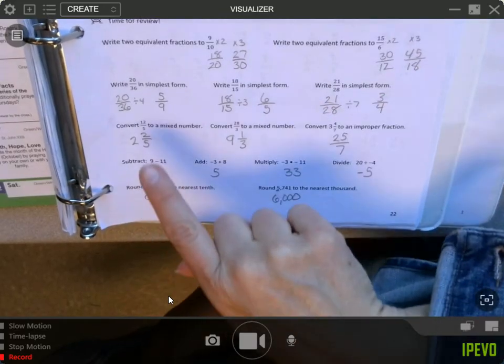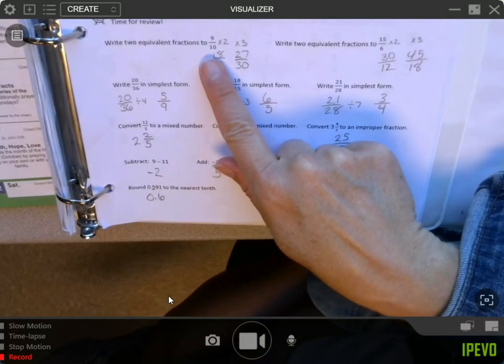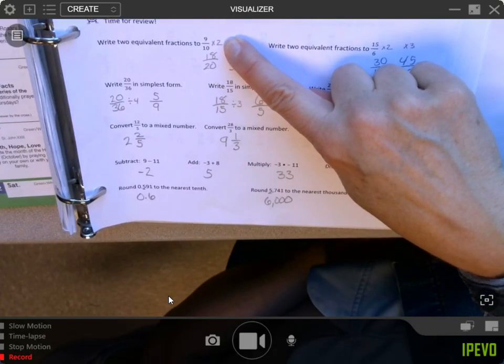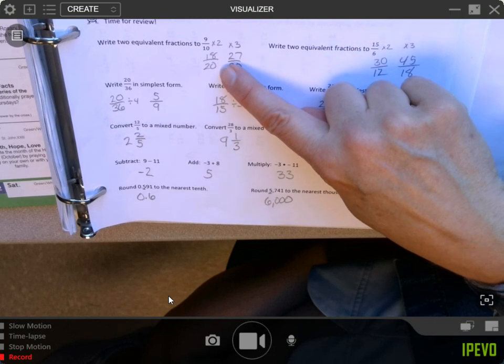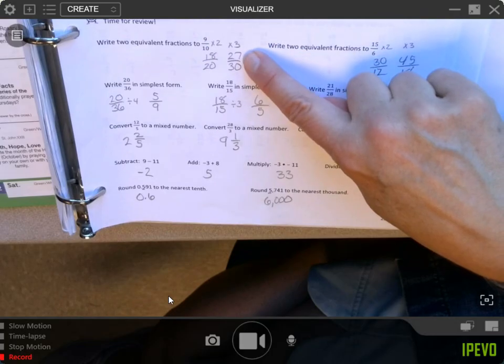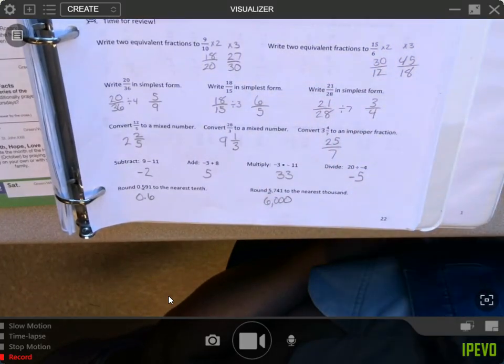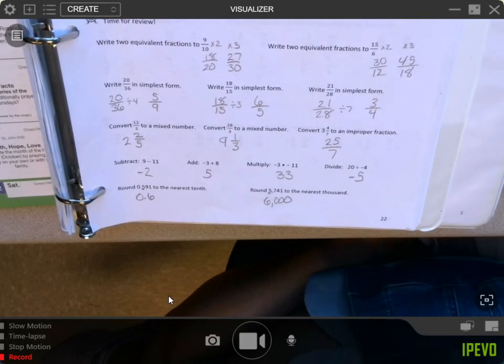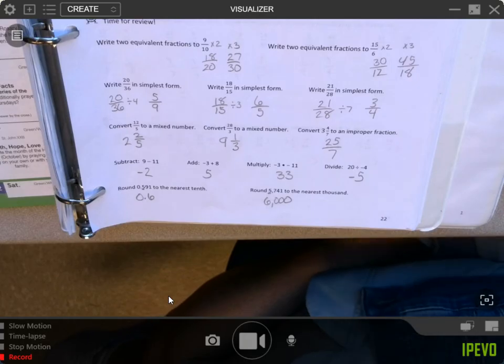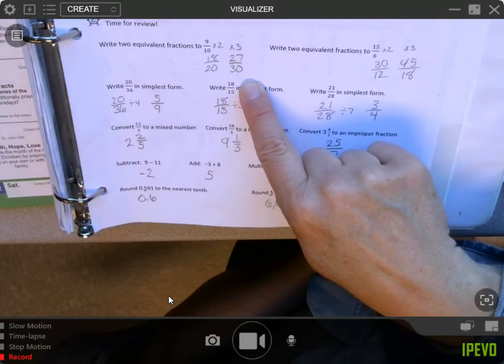For the review, 2 equivalent fractions to 9/10. So I multiplied by that 2 scale factor. 9 times 2 is 18, 10 times 2 is 20. Then I multiplied by the 3 scale factor. 9 times 3 is 27, 10 times 3 is 30. You could have multiplied by 10 and gotten 90 over 100. As long as you're multiplying the top and the bottom by the same number, that scale factor, it will work. Does anybody have one that they aren't sure if it works or not?